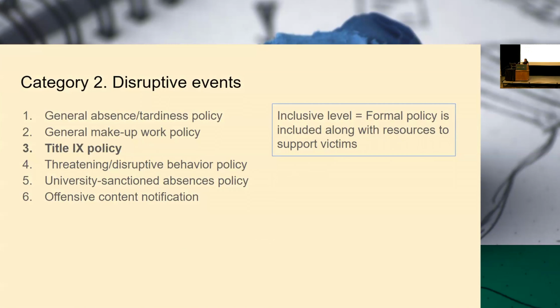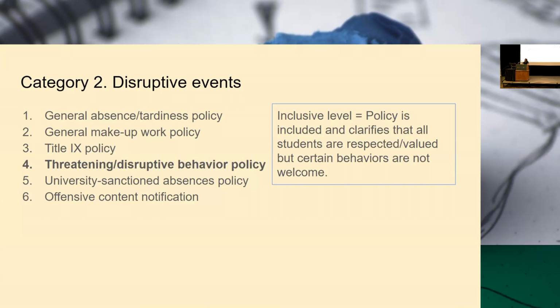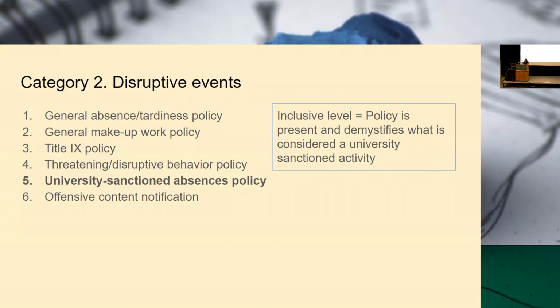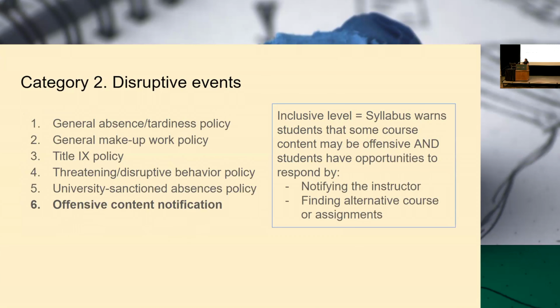Title IX policies are obviously important. Usually they're required by universities. So are a threatening and disruptive behavior policy and a university-sanctioned absences policy. A lot of these are often required. And offensive content notification: a course has this kind of warning to students that some content may be offensive, and students have opportunities to respond by notifying you or finding alternative courses or assignments.